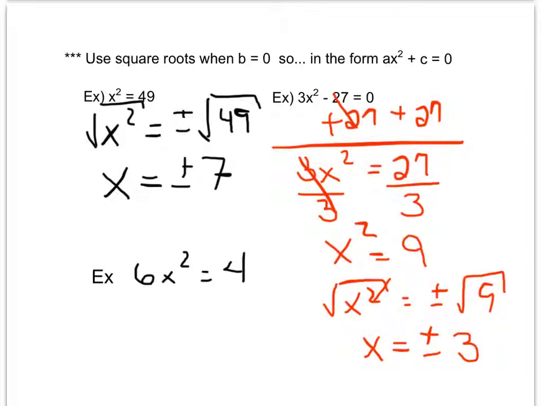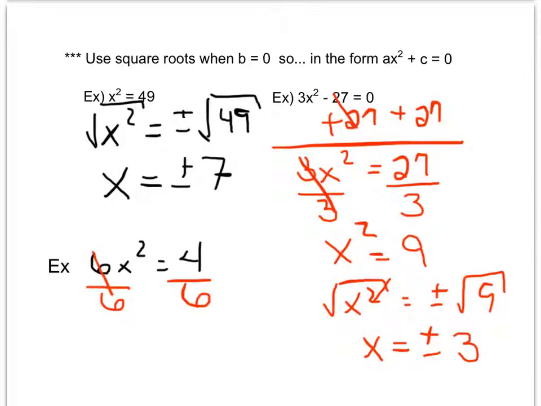Looking at this next example, I want to again first get x squared by itself, because again there is no x term. So getting x squared by itself, I can divide both sides by 6. My 6's cancel, and I get x squared equals 4/6. Whenever I deal with fractions, I prefer to deal with them in their reduced form. So I'm going to divide both 4 and 6 by 2, giving me x squared equals 2/3.